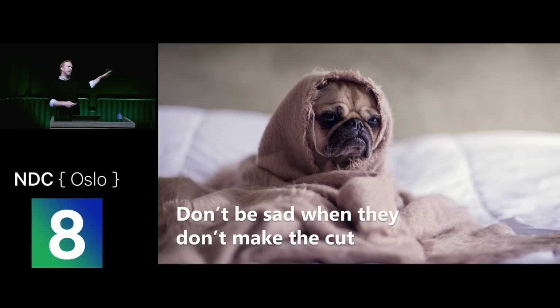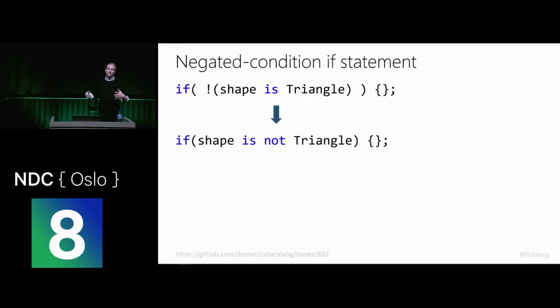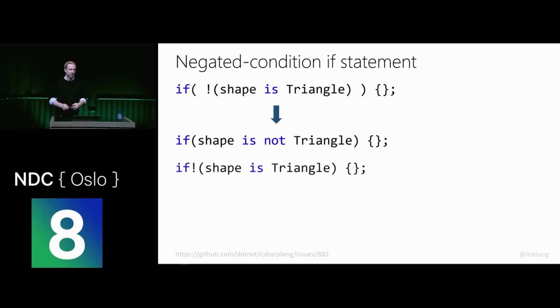Now, further on, what they're working on in C# is things like negated condition if statements. So they want to make improvements to the way that we read our software, right? We want more readable and maintainable code. So this here isn't purely readable, especially not if there are more conditions, right? What we express here is, well, if the shape isn't a triangle, right? Why not make it a little bit easier on the eyes? To say, well, if the shape is not a triangle, do this. Or if not shape is a triangle, or unless shape is a triangle.